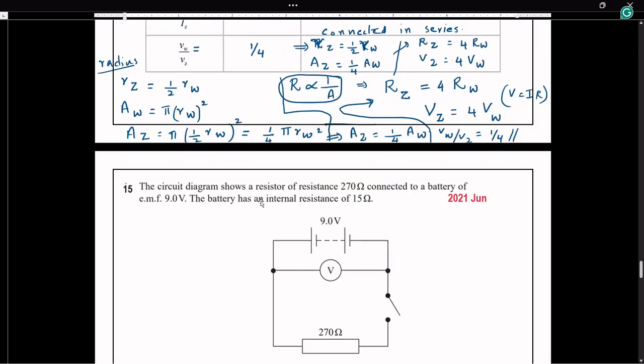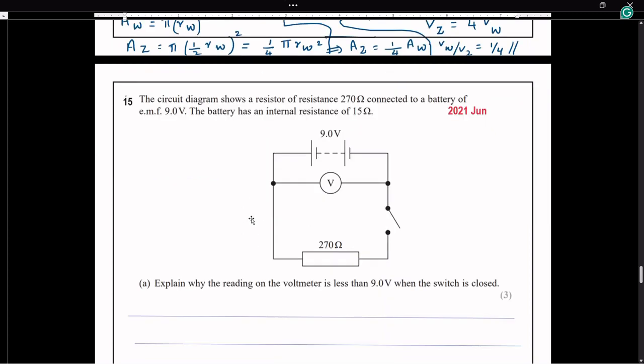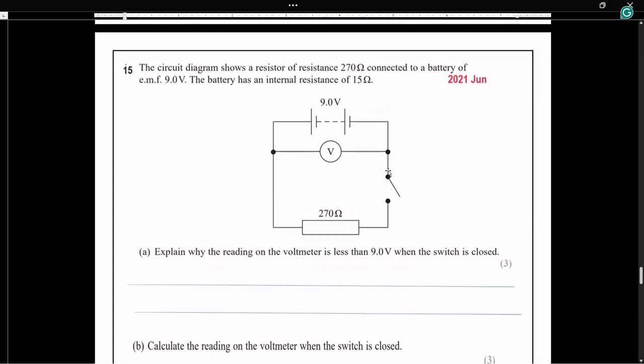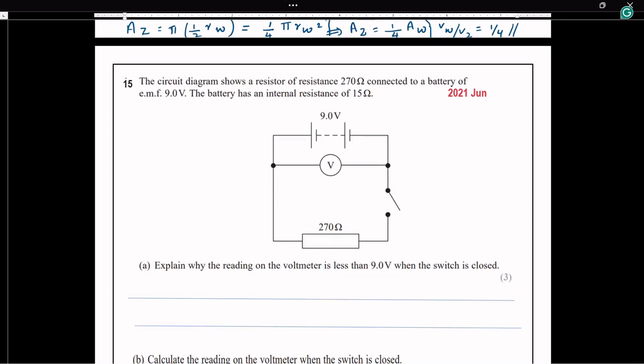Now we are coming to the next question. The circuit diagram shows a resistor of resistance 270 ohms connected to a battery of EMF 9 volt. The battery has an internal resistance of 15 ohms. The question is, explain why the reading on the voltmeter is less than 9 volt when the switch is closed. So the EMF is given, the resistance of the load resistor, the internal resistance, everything is given. The internal resistance is 15 ohms, the resistor is 270, and the EMF is 9 volt.